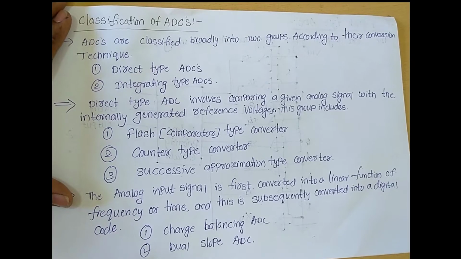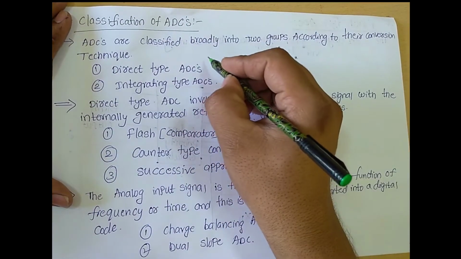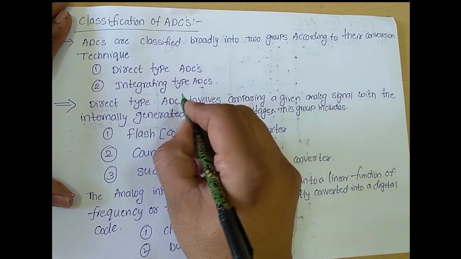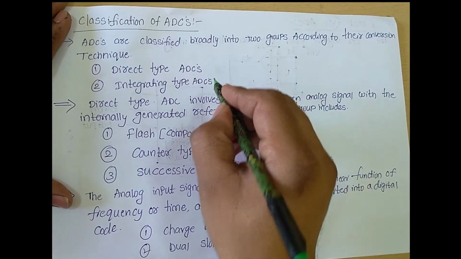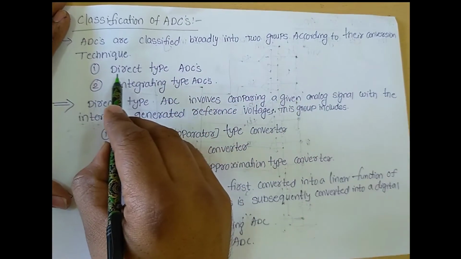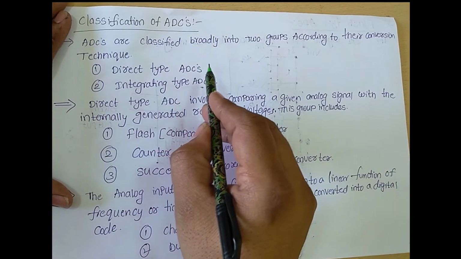Good morning to all. Today we are discussing the classification of analog to digital converters. Analog to digital converters are classified broadly into two groups according to their conversion technique. The first one is the direct type analog to digital converter, and the second one is the integrated type analog to digital converter.